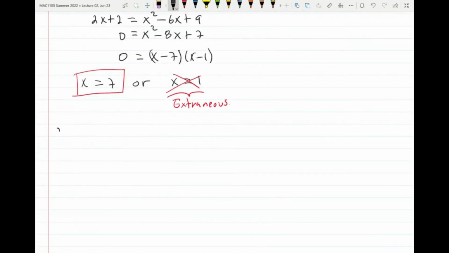Then let me just do one more, a little bit more complicated, and then call it a day. So let's do square root of x plus 1 plus 3 equals square root of x plus 5 plus 2. So what do you do when you have 2 square roots?